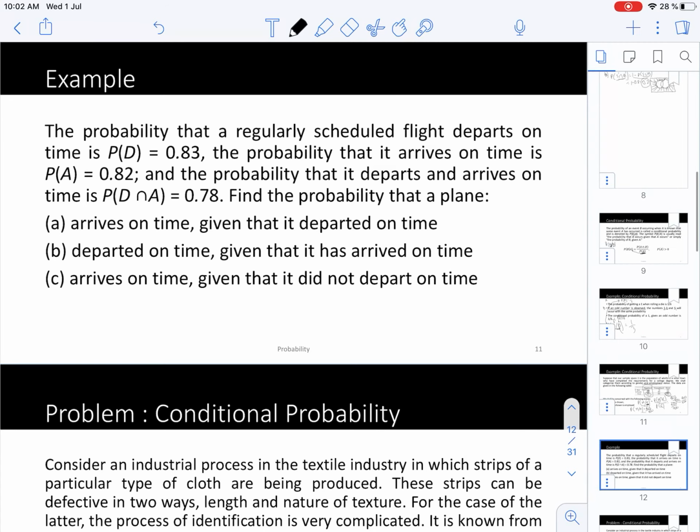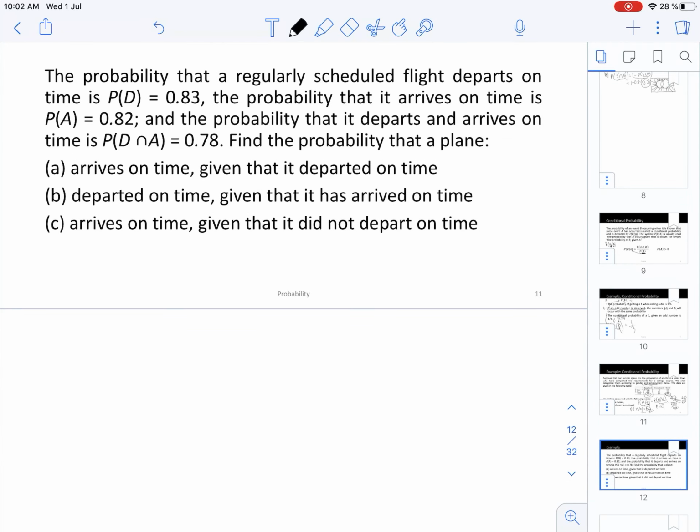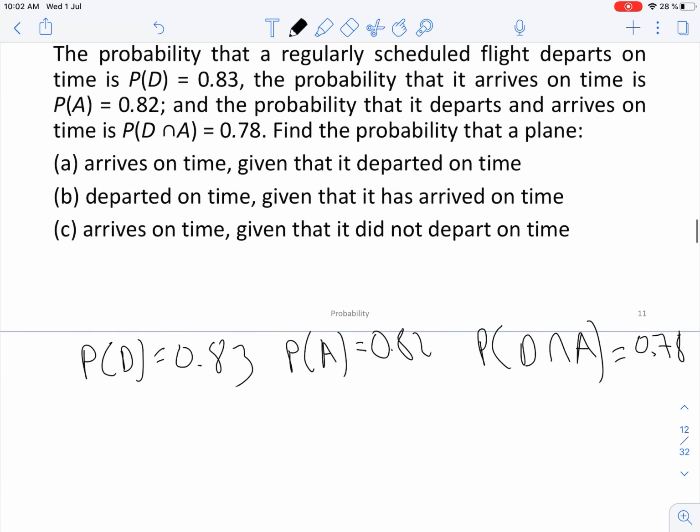So let me add an additional page here. Alright, so we can organize the information real quick. Probability of D is 0.83. Probability of A is 0.82. And of course the intersection: A intersection D or D intersection A is the same. In the intersection the order doesn't matter. Same thing in the union, the order doesn't matter. The order matters in the conditional. This is 0.78.